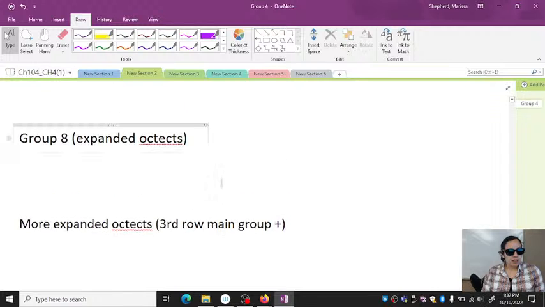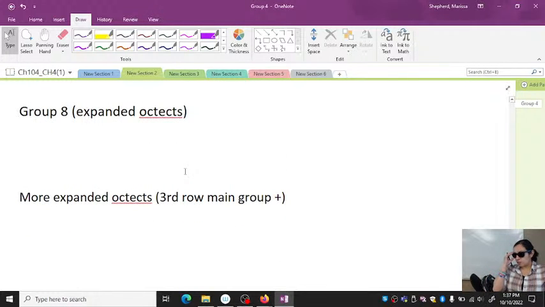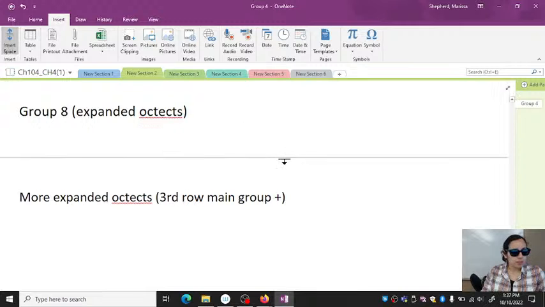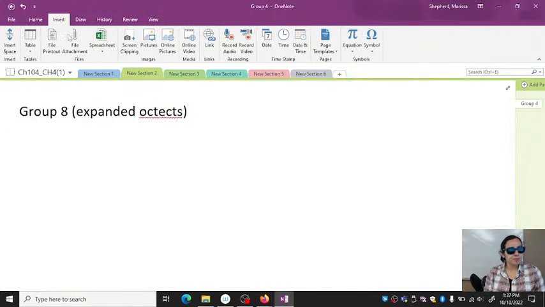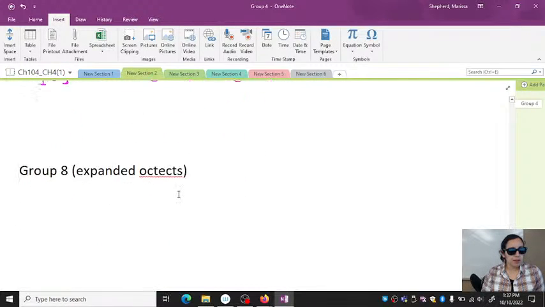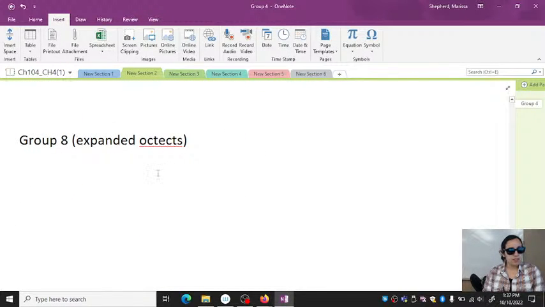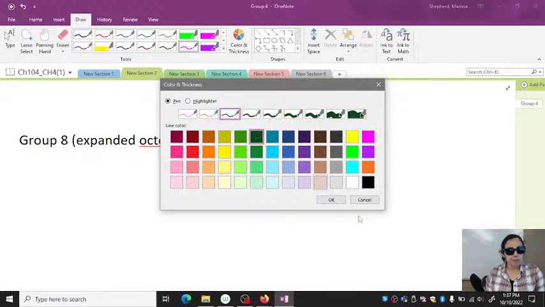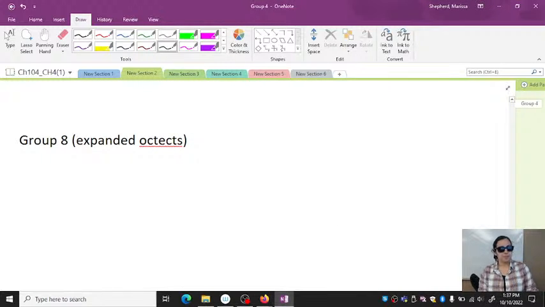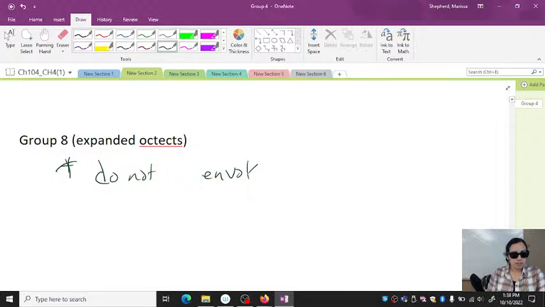Now let's look at funny scenarios, expanded octets, and other geometry things. First of all, before we get into expanded octets, I want to make a remark because I'm pretty sure your textbook has it wrong. With the expanded octets, they do not invoke d orbitals.